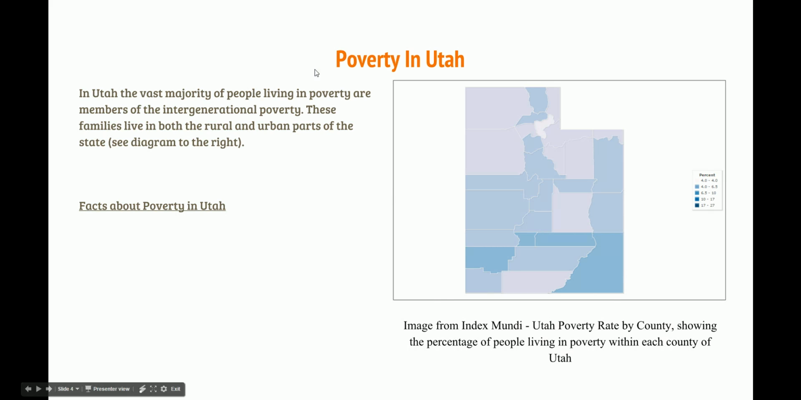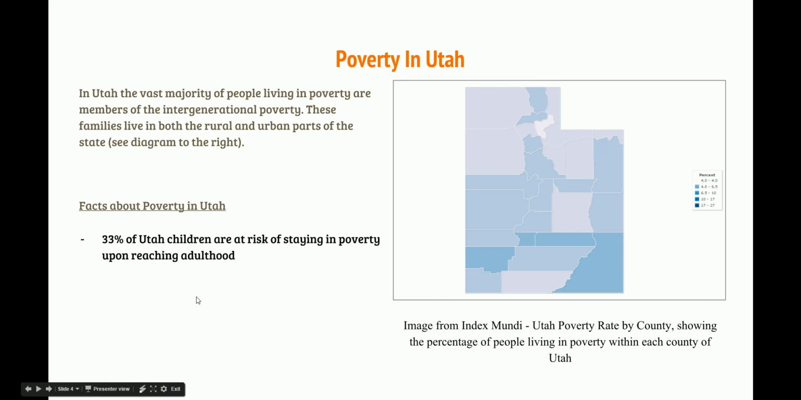Specifically, poverty in Utah can be illustrated by this graphic on the right. The darker shade of blue on the county relates to a higher percentage of poverty. Cache County right here is about 10 to 17% of its people in poverty.